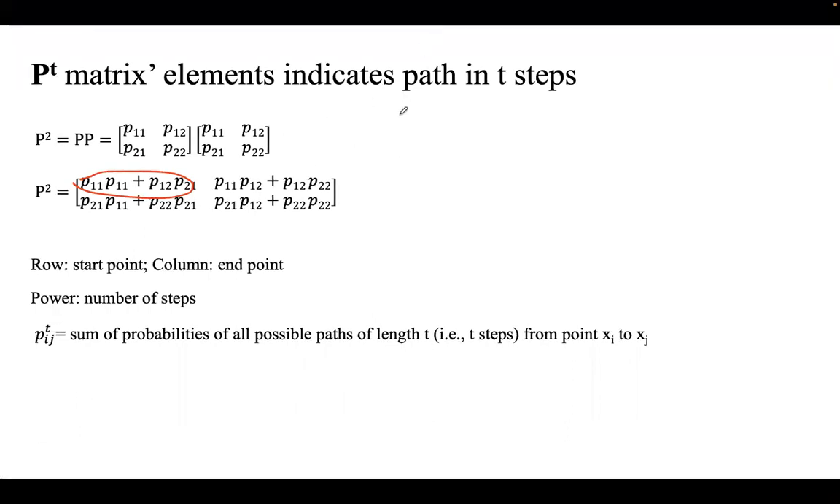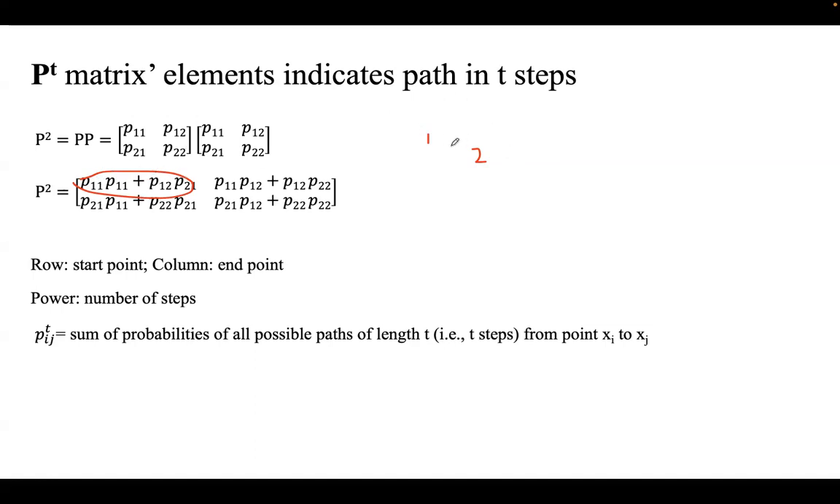I hope you can see the screen. Here we are just taking an example of 2 points: point 1 and point 2. So this is the first row's first element, that means row 1, column 1. You want to travel from point 1 to point 1 in 2 steps. The option is point 1 to point 1 in the first step, and again to point 1 in the next step. The other option is from 1 to 2, and again 2 to 1.